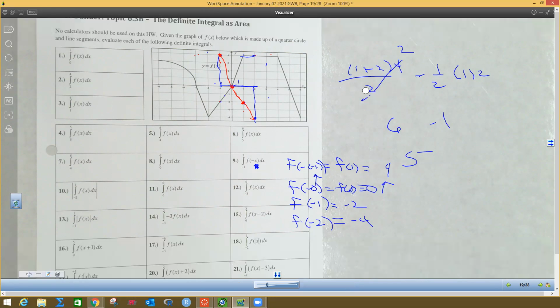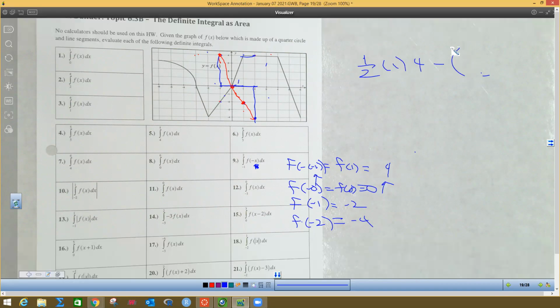So they're both triangles. The first triangle is above, and it's 1/2 the base of 1 times the height of 4, and then the other one's below. So that's 1/2, and so it's minus because it's below. 1/2 base of 2, height of 4. So let's see, those 2's reduce, and we get 2 minus 4, should be negative 2. Is that what you said they had? Yeah, that's where it comes from.